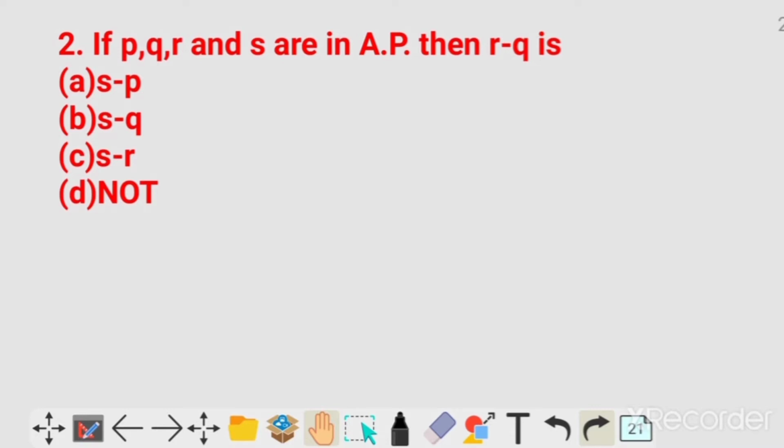progression, then R minus Q is, that means is equals to, the options are S minus P, S minus Q, S minus R, and option D is not, that means none of this. And your time starts now.